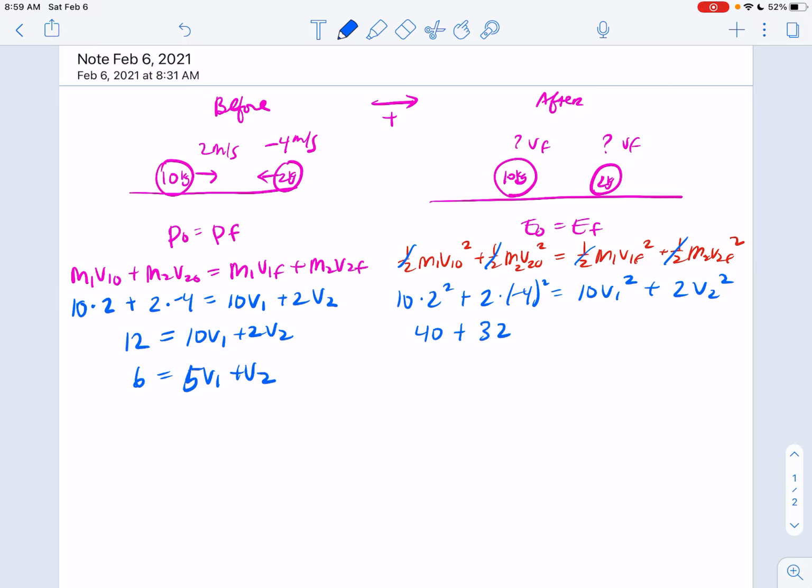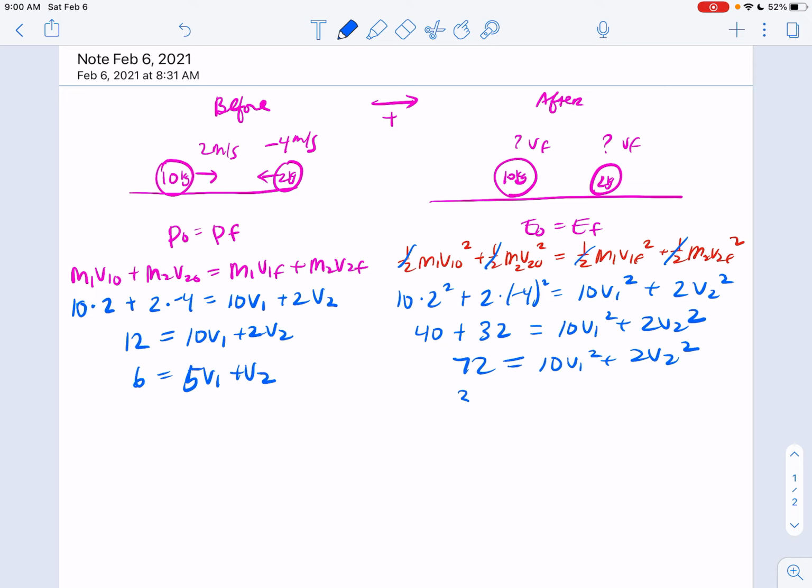Oh, this is different than what I got last time. What did I do wrong? Oh, I know why, because I canceled out the 2s. I didn't do that last time. Yes, this is the second time I've done this problem. So 72 equals 10 V1 squared plus 2 V2 squared.